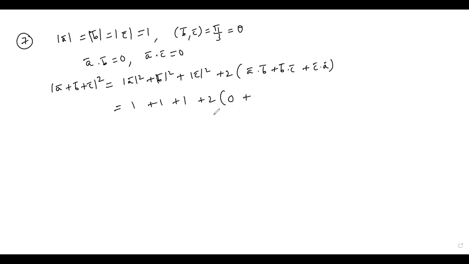What is the A bar dot B bar formula? Mod A bar into mod B bar into cos theta. Here B dot C is not 0. Now this we can write as mod B bar into mod C bar into cos theta. The angle between B and C is pi by 3. C dot A or A dot C, both are same, 0. Now this is 3 plus 2 into mod A bar, mod B bar is 1, mod C bar is 1, cos 60 is also 1 by 2. The 2 cancels. 3 plus 1 into 1 into 1.